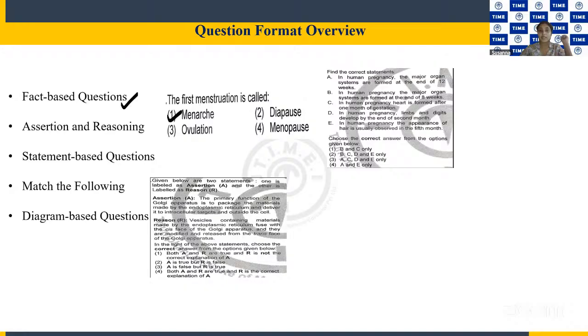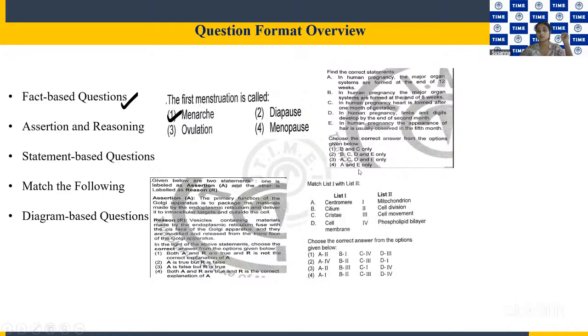Next is statement based questions, which we already discussed. Next is match the following. This is the one where you will have a list one and list two, then you have to match them. It's quite easy. Then we have diagram based questions.